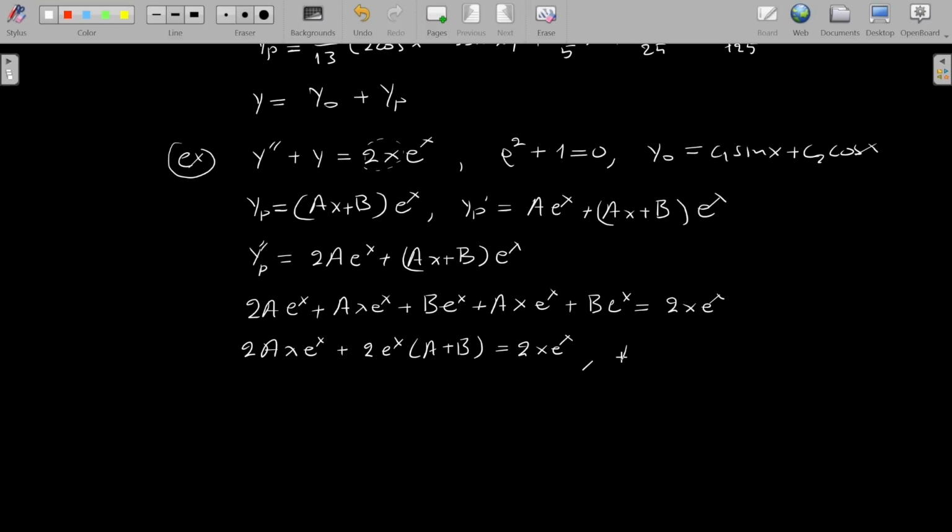meaning that a is equal to 1 and b is equal to -1. So finally, the solution is sin x plus 2 cos x plus, which was it? It was this guy here. So this 1 is -1, so (x - 1)e^x.